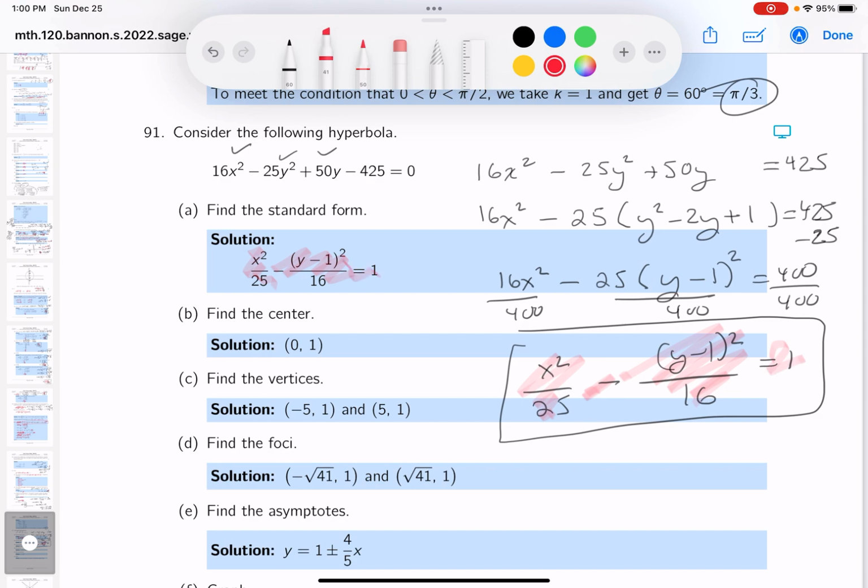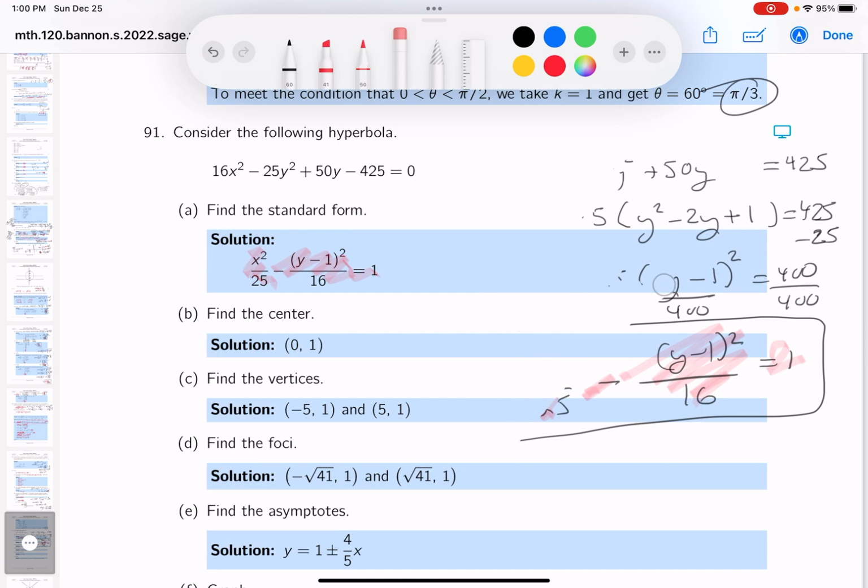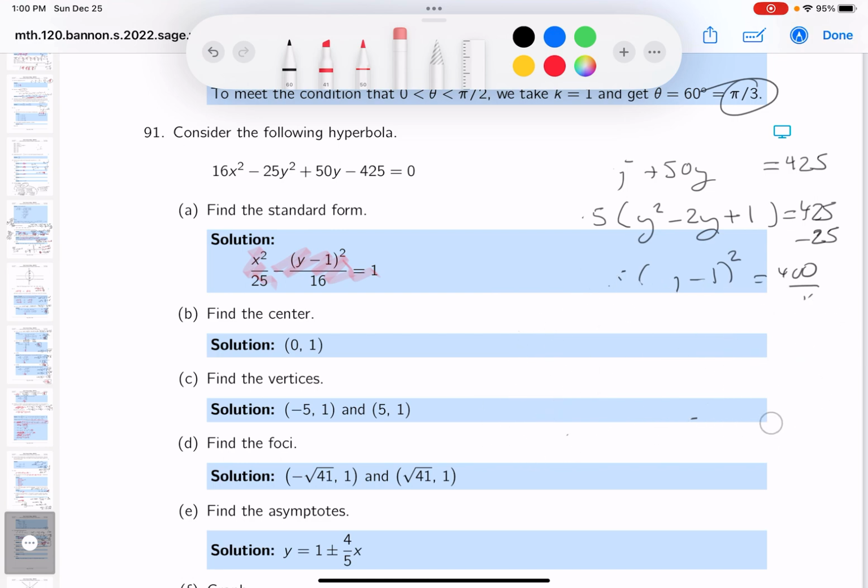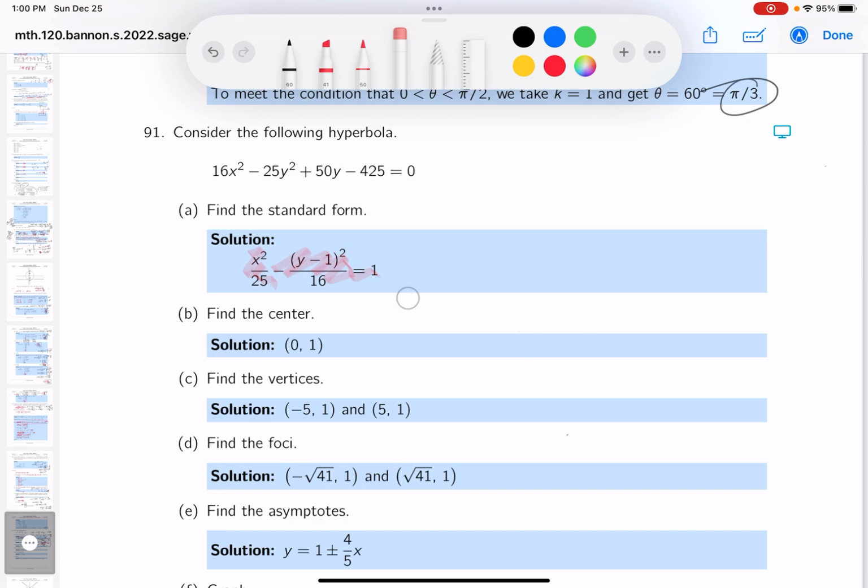So I'm kind of done with that, and I don't need it anymore. It's written down, so I'm going to start to erase my work over here. I got the answer written down. I got to start answering questions now, and the questions come from the standard form over here. Find the center, relatively simple. What's the center going to be? The center, just looking at it, is going to be 0, 1. All right? Very simple.